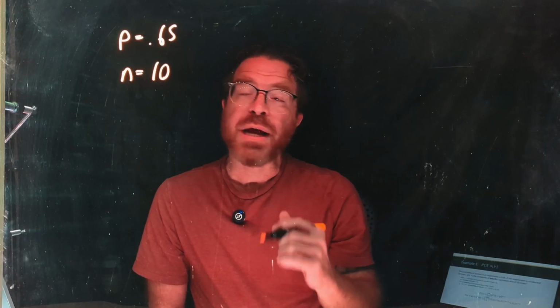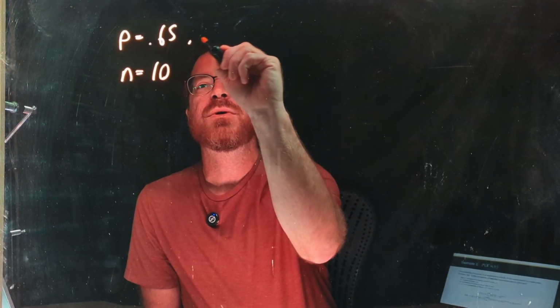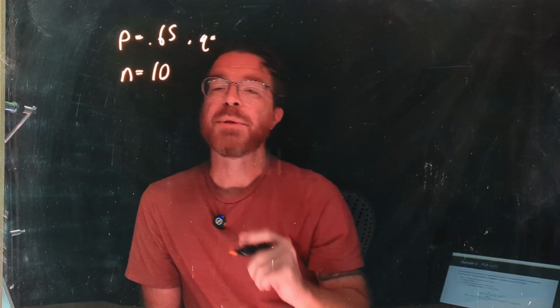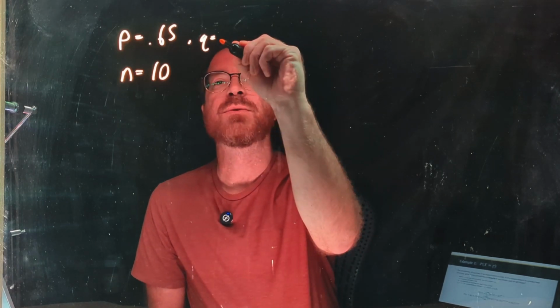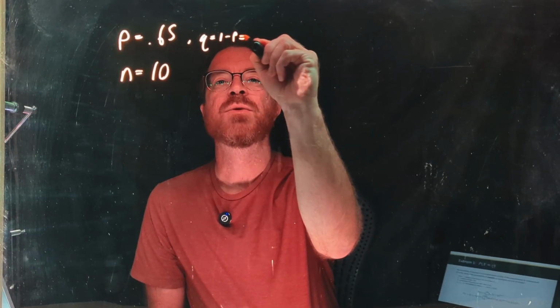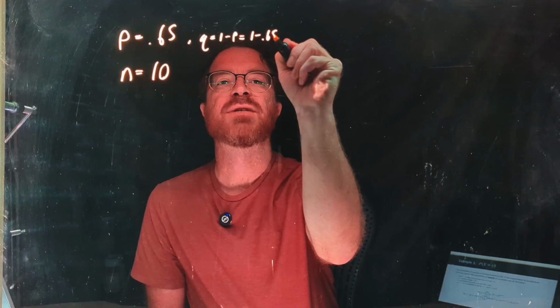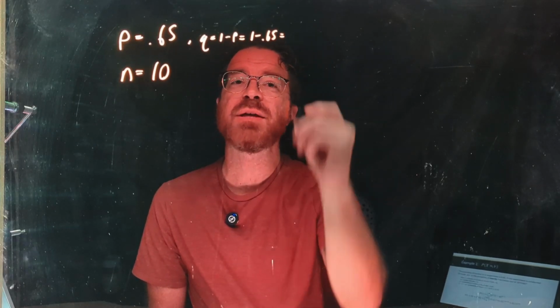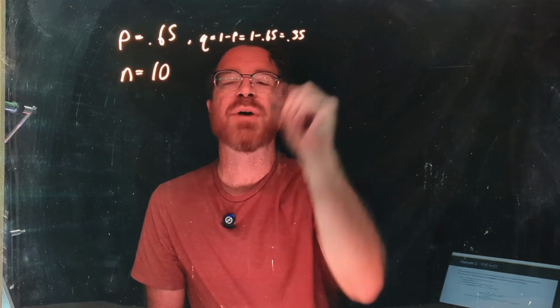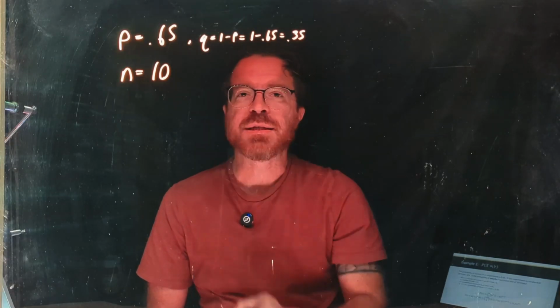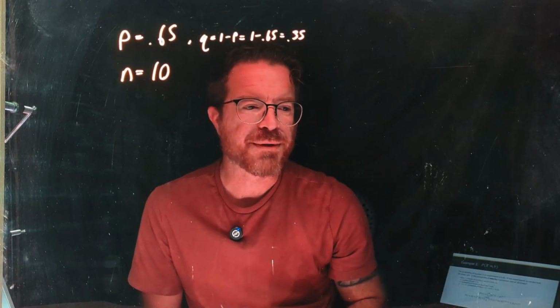Now, while we're here, we actually could also write down our probability of failure. So if you remember, q is equal to 1 minus p, which is equal to 1 minus 0.65, giving us a probability of failure of 0.35. Now, I'm writing this here because this is going to be for the next couple examples.